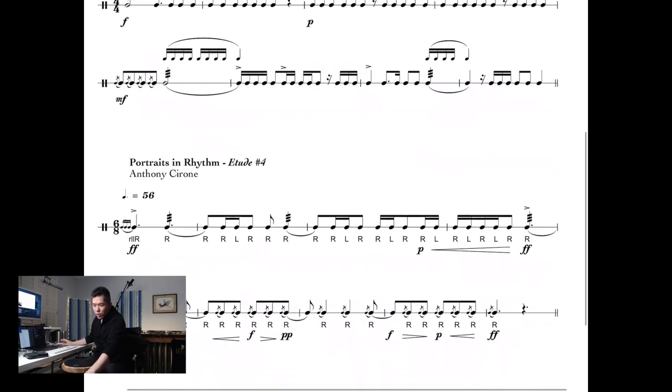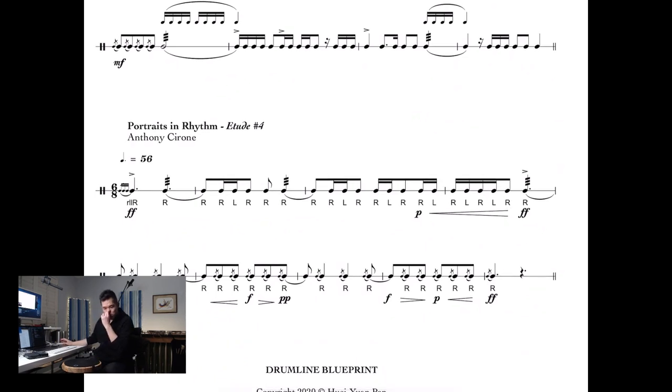Okay, let's look at the other one as well. The next one is Portraits in Rhythm, Etude number four. So you know that there's like 30 something, or is it 40? I should know the answer to this. Is it 39? I forget how many etudes there are in Portraits, but this is number four. It's written by Anthony Cerone. When he first came out with Portraits in Rhythm, you might have it. I don't have it with me, but it's like a copy of the red cover. It's a little bit thinner.